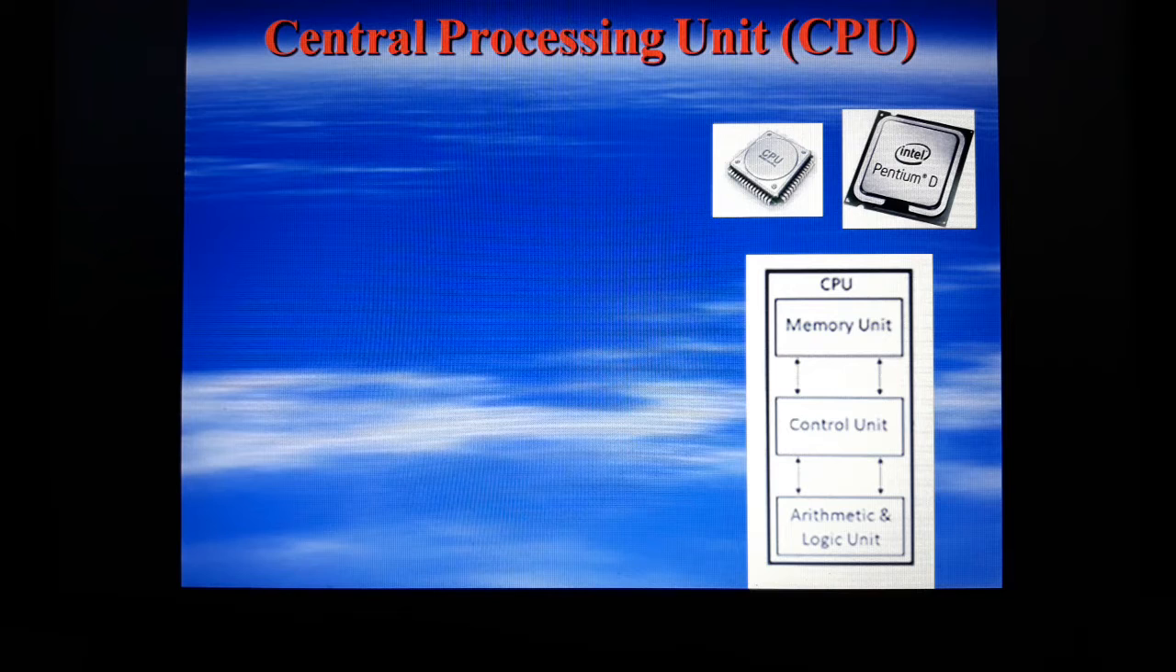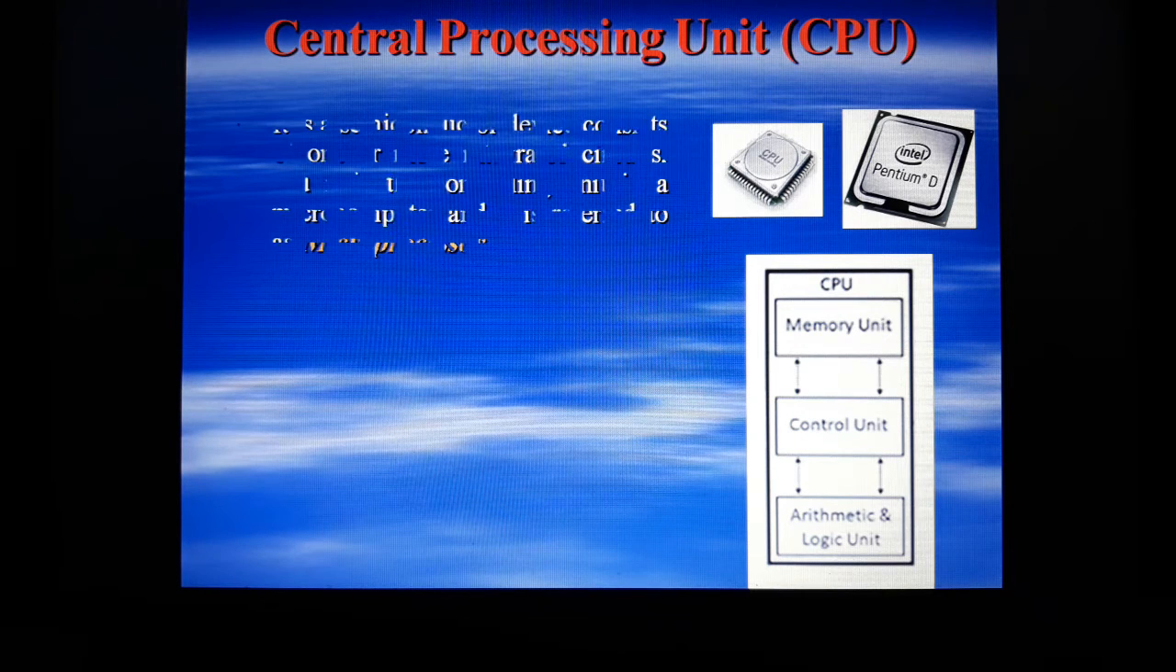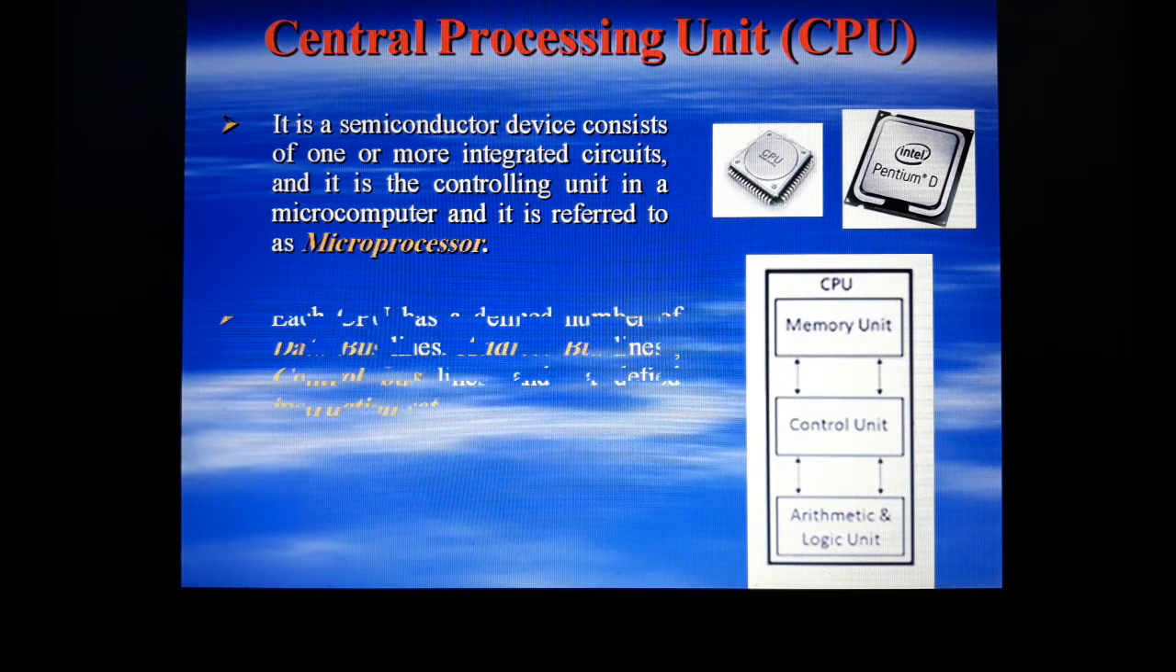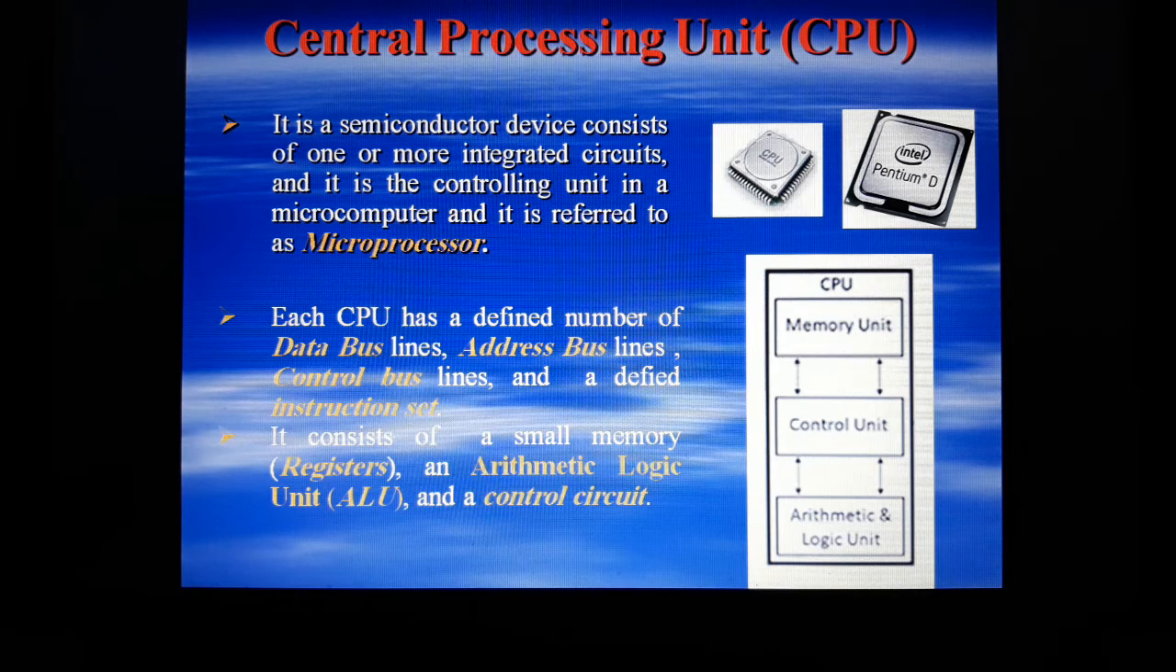The central processing unit, CPU. It is a semiconductor device consisting of one or more integrated circuits, and it is the controlling unit in a microcomputer, and it is referred to as a microprocessor. Each CPU has a defined number of data bus lines, address bus lines, control bus lines, and a defined instruction set. It consists of a small memory, registers, and arithmetic units, and finally a control circuit.